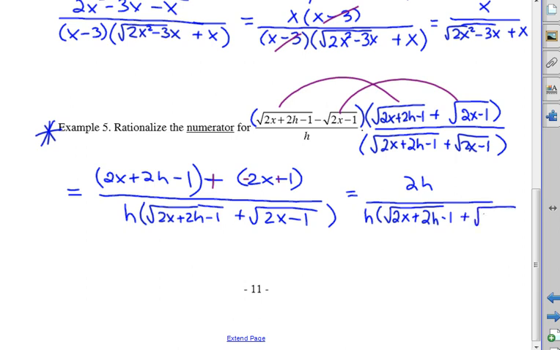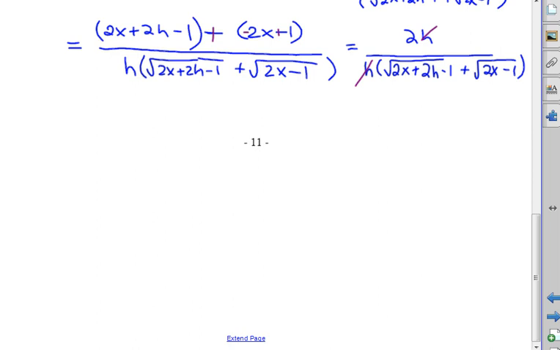This is a very significant thing that we're going to learn about soon. Oh, very soon. These h's cancel out, right? This is factored out. But no, because it's not an h squared. Just a 2. So then we have 2 divided by root 2x plus 2h minus 1 plus root 2x minus 1. That is ugly. The h's canceled. That's pretty cool.